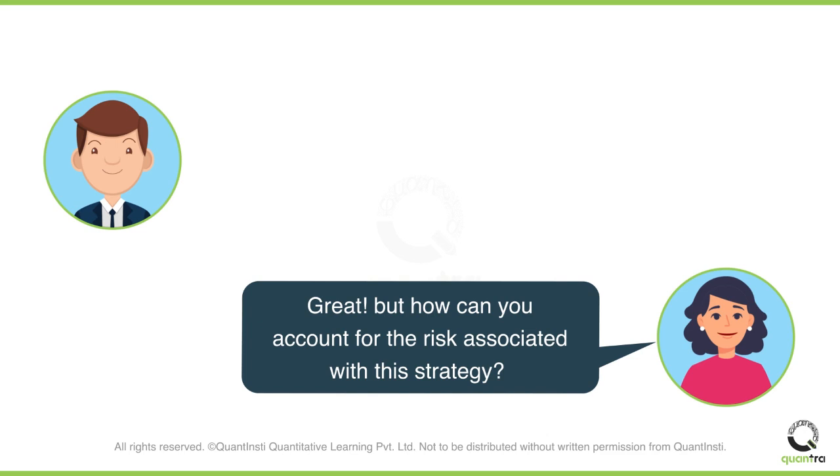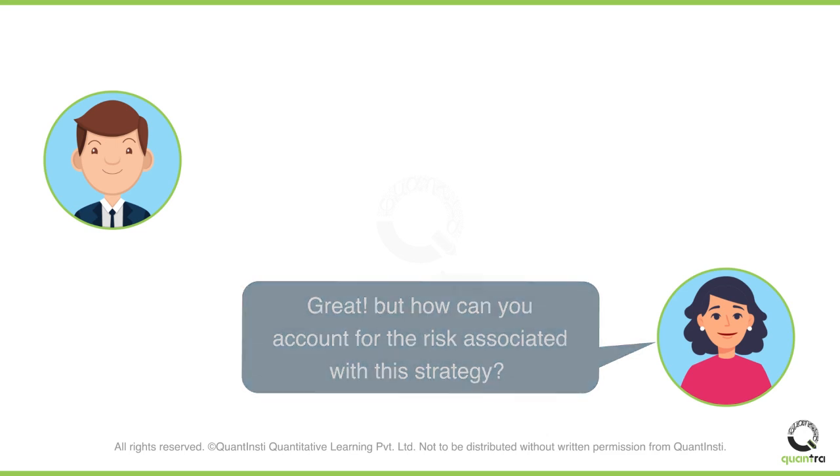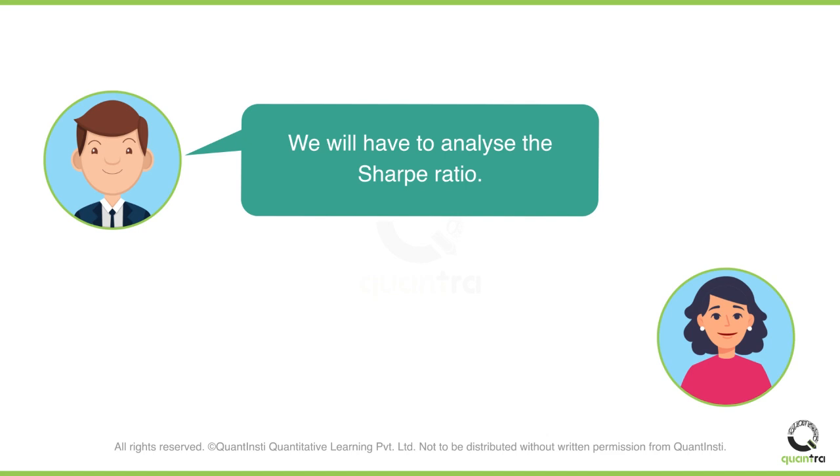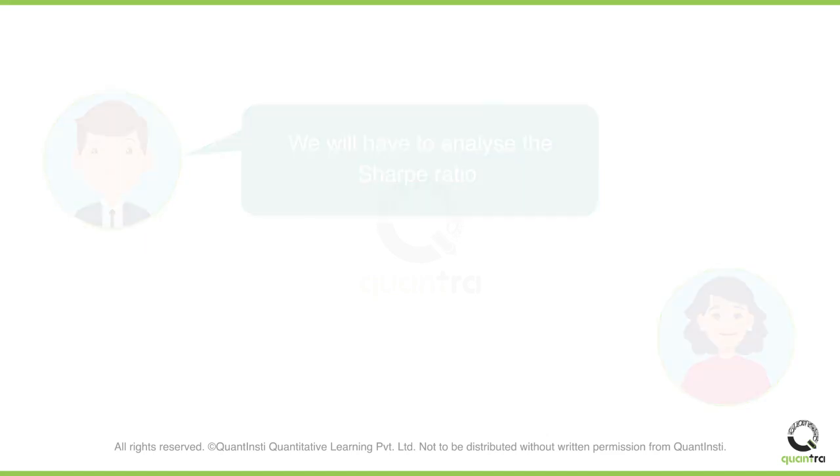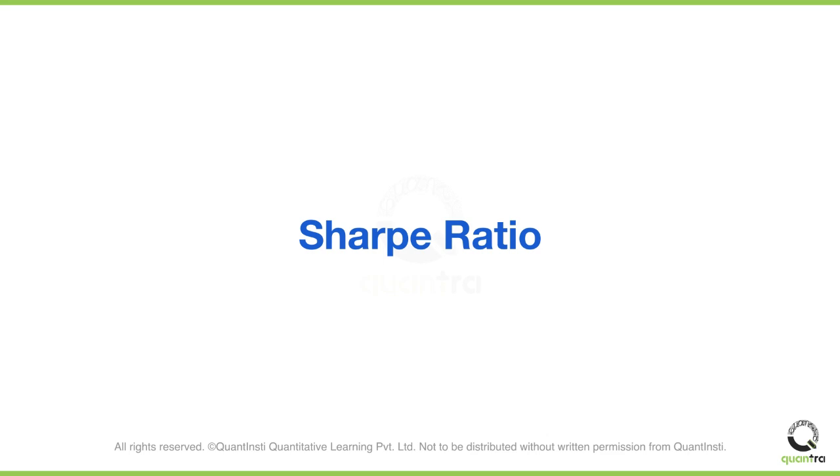Sophie then tells John that analyzing just the returns does not seem convincing enough, because she knows nothing about the risk associated with this strategy. John agrees with this, and informs her that to analyze both risk and returns associated with this strategy, we will have to analyze a metric called Sharpe ratio. To learn about the Sharpe ratio, stay tuned for the upcoming video unit.